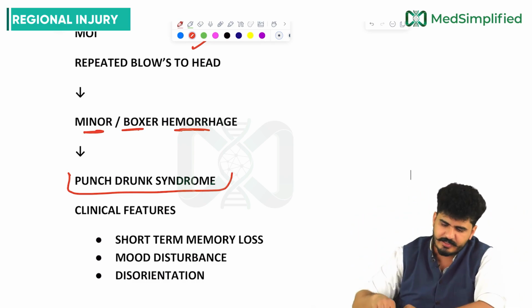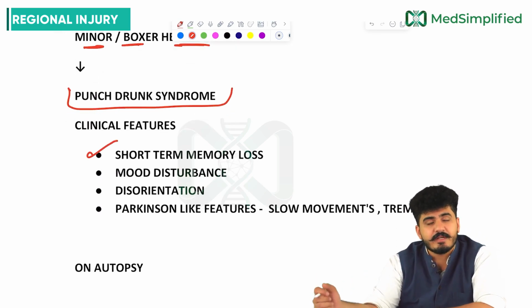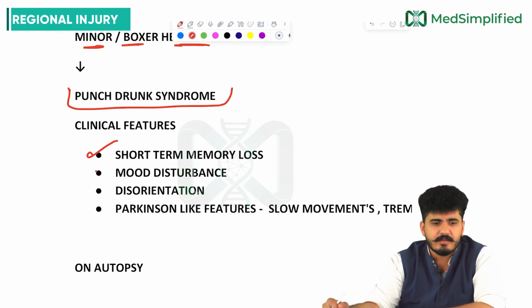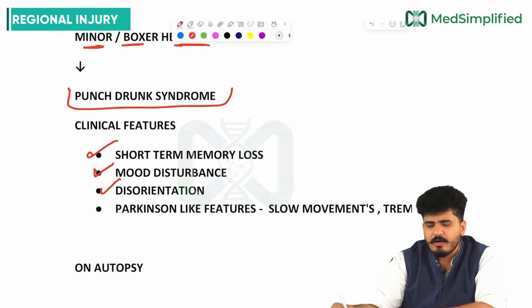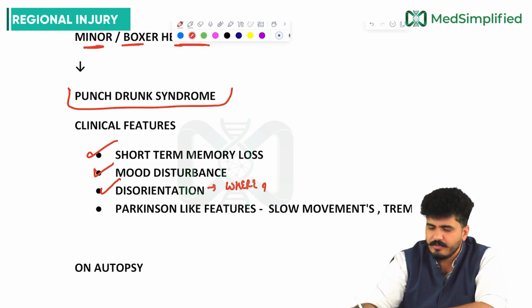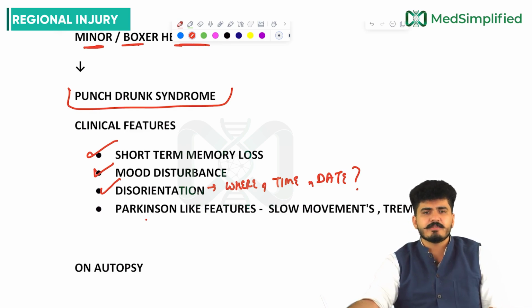What symptoms? What are the clinical features? Short-term memory loss. You will get a patient in the OPD. You are asking which sport you play. Boxing. My dear friend, short-term memory loss. Mood disturbance. Disorientation. How to check disorientation? You ask, where are you? Time, place, date. What is the time? What is the date? These types of questions you will ask just to check the orientation of the person, and this person will be disoriented.